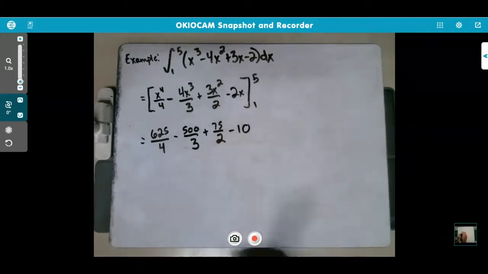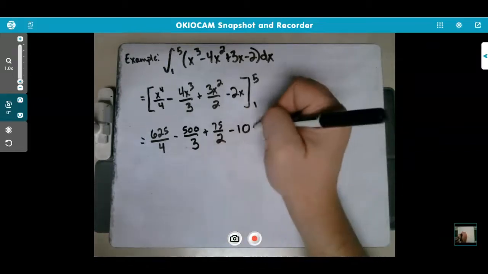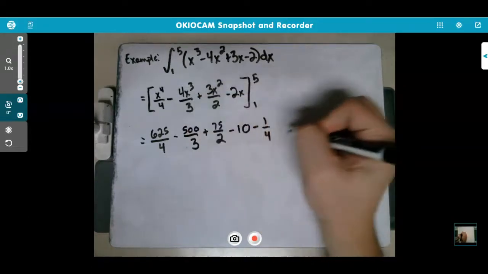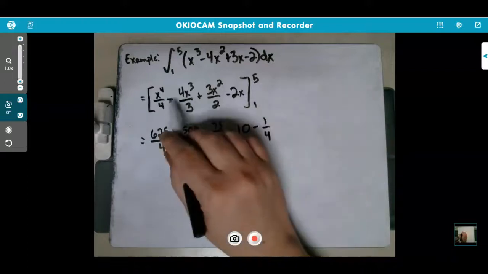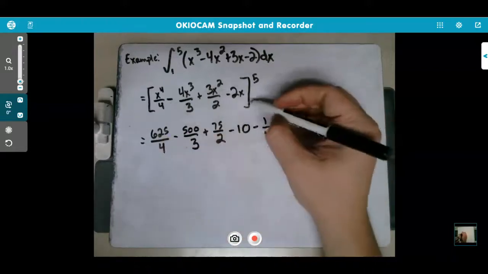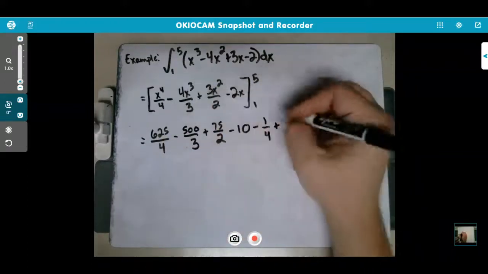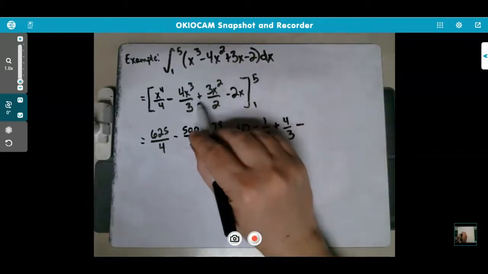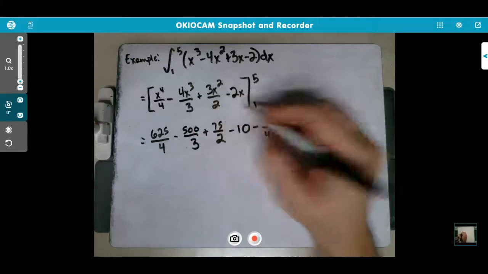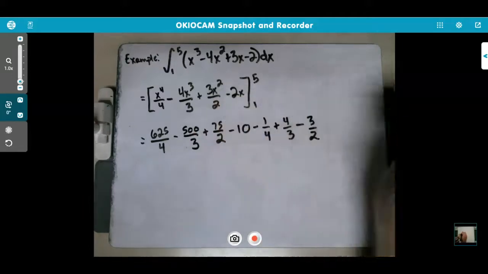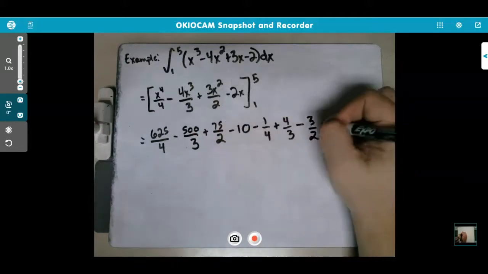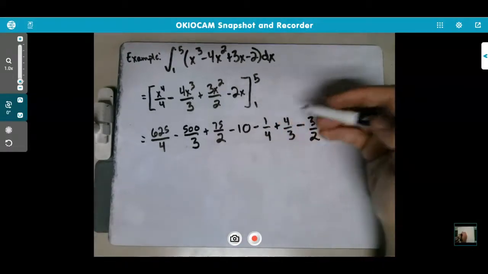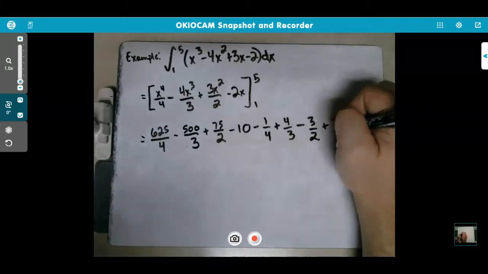Now subtract and plug in a 1. So subtract, plug in a 1. 1 to the 4th is 1. So 1/4. I'm subtracting it, which would make this plus. Plug in a 1. 1 to the 3rd is just 1. So that's 4/3. Subtracting, so change that sign, plug in a 1. 1 squared is 1, so that's just 3 over 2. And then plug in a 1 right here, you get negative 2, but since I am subtracting, you get plus 2.